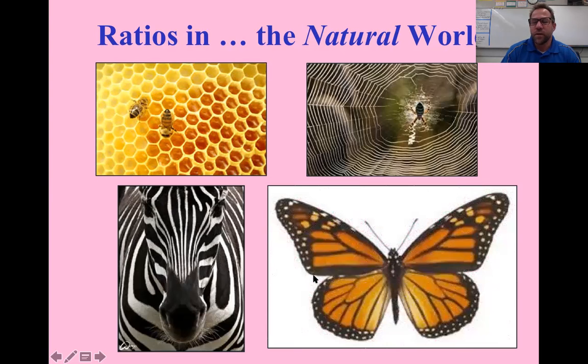A butterfly has quite a bit of symmetry, and I'm not sure what the name of the scientists is that study butterflies. I'm sure there's some type of name, but they're able to look at the ratios of the pattern on their wings and so forth. There's quite a bit of ratios going on in nature. Some other places that we see ratios, maybe not necessarily the golden ratio, but we definitely see ratios, are in the man-made world.